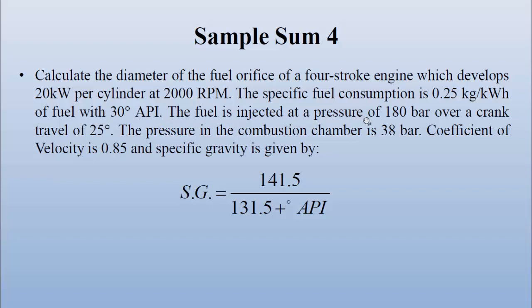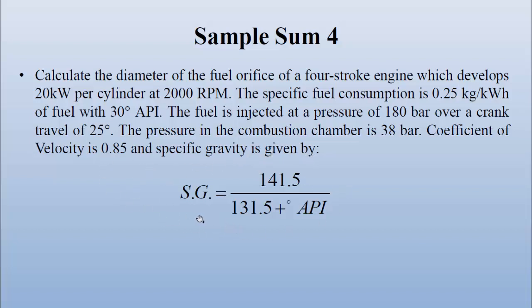The fuel is injected at a pressure of 180 bar. So the pressure inside the injector is 180 bar over a crank travel of 25 degree, so theta is equal to 25 degree. The pressure in the combustion chamber is 38 bar. So P injection is 180 bar and P cylinder is 38 bar, so delta P will be 180 minus 38, that is 142 bar. The coefficient of velocity, that is the coefficient of discharge of the injector, is 0.85, and the specific gravity is given by this formula.